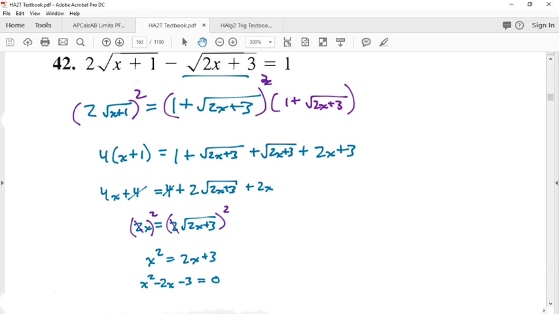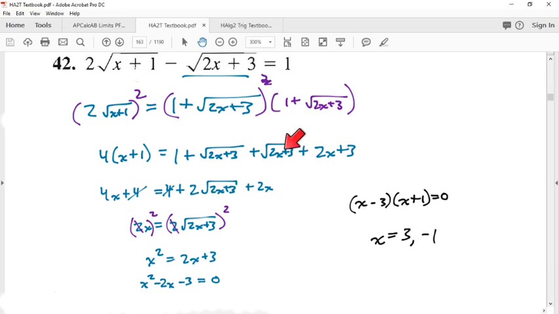Can we factor this down? Yeah. What are my 2 factors here? x and negative 3. All right, so we have x minus 3, x plus 1, because negative 3 and 1 multiplied give me negative 3. And then when I add those 2, I get negative 2. Okay, so now I got my 2 answers. x equals 3 and negative 1. But before I box this thing, what am I supposed to do?